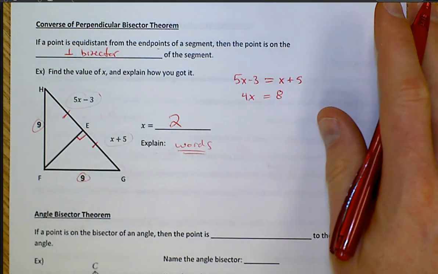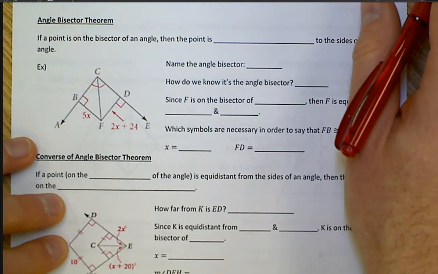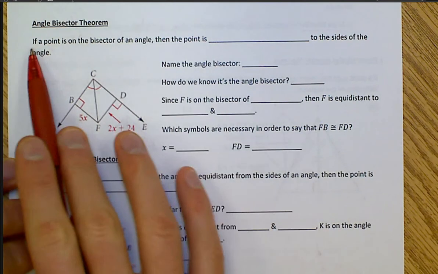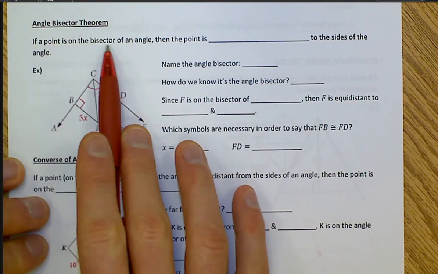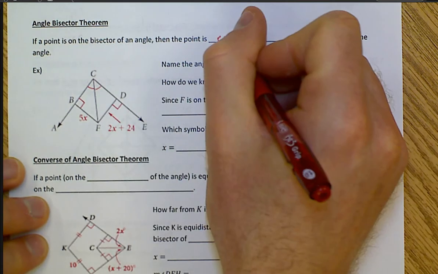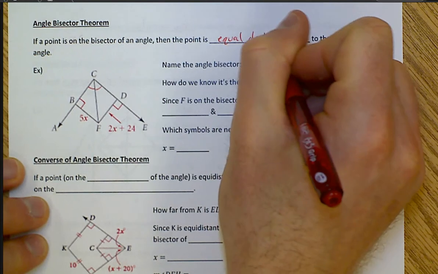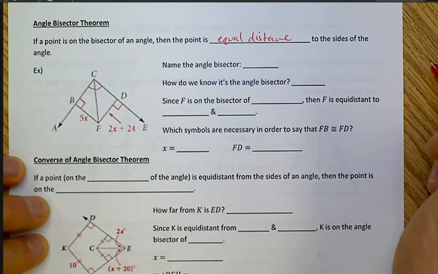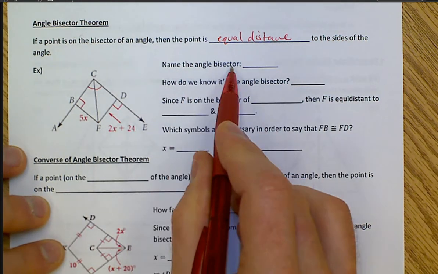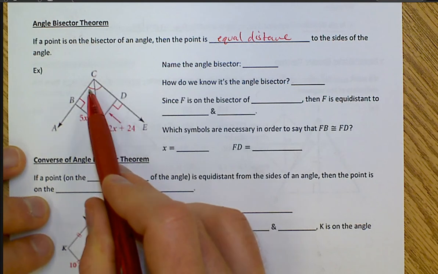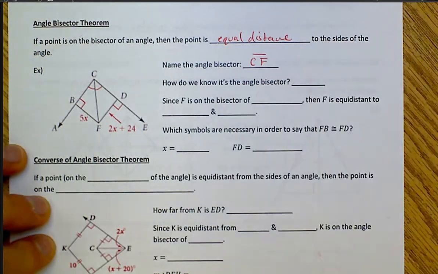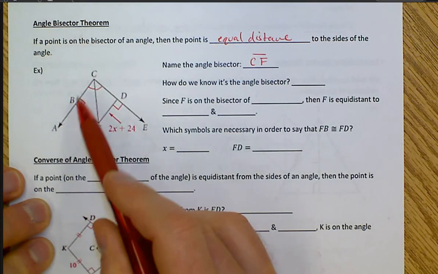Okay? Angle bisector. So this is the second type of bisector we're going to talk about here. It's very similar to what we just talked about. If a point is on the bisector of an angle, then that point has an equal distance to the sides of the angle. Okay. So it says name the angle bisector. We'll just look at the markings. Here's your little swoop, there's your little swoop. So CF is cutting this big angle of ACE in half.